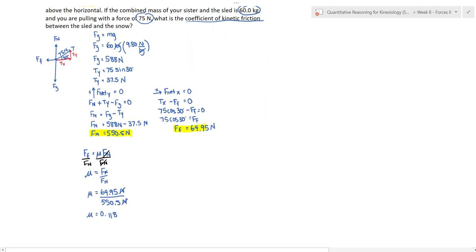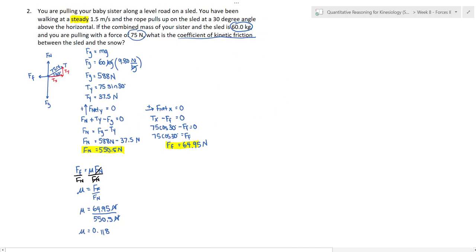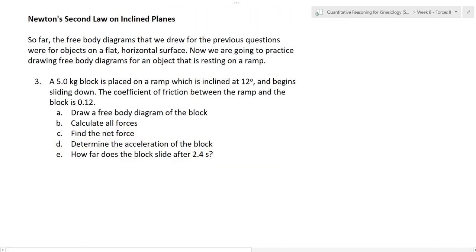Okay, so again, quite a long process, and there's a very important keyword here to keep in mind. If you see something like that, if it's moving at a steady speed or a constant speed, then you know that the net force acting must be 0. And so you can solve for missing values of forces using that information. Okay? All right, let's move on to question 3, our final question in this lecture.